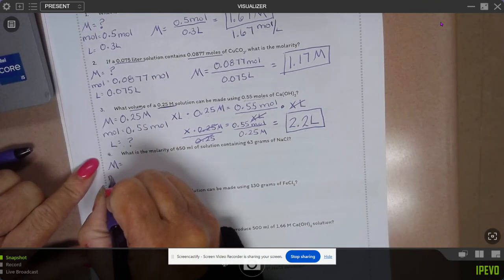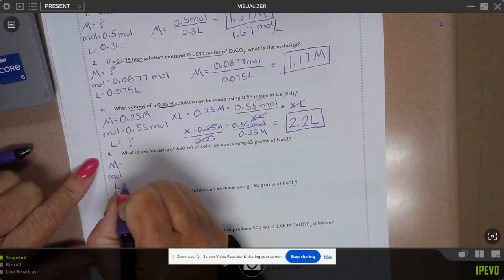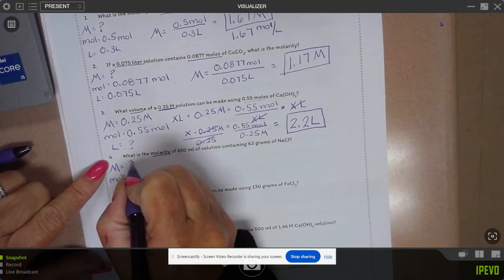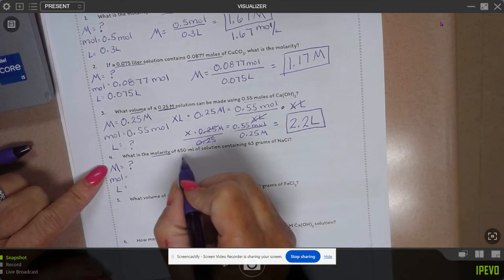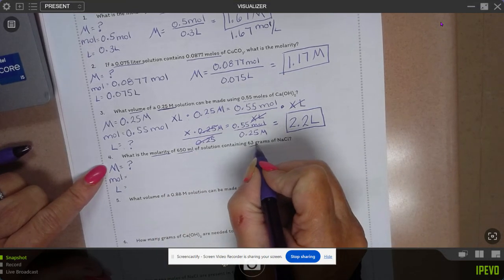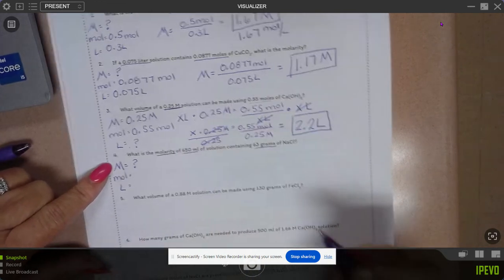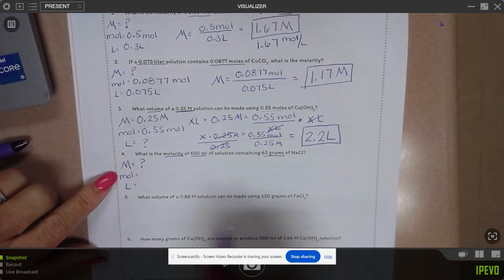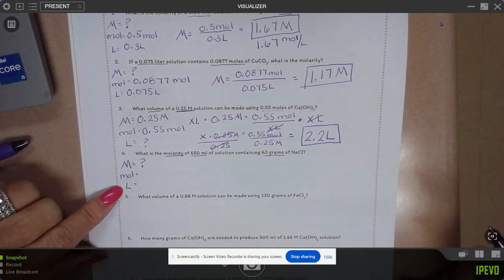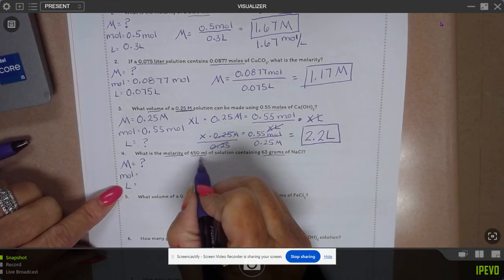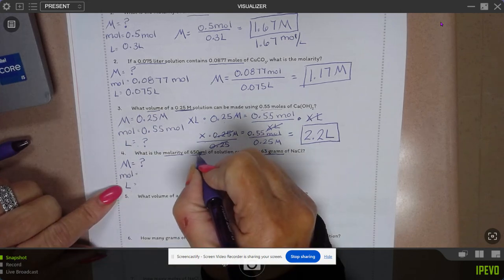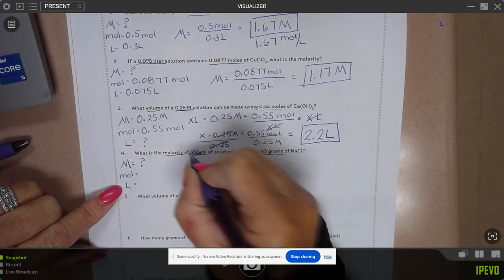Molar, moles, liters. Okay, what is the molarity? So it's asking us to find big M molarity of 650 milliliters of solution containing 63 grams of sodium chloride. Now this one is a problem because we don't have moles, we don't have liters. So we have to do something with what we have, okay? Remember that if we have milliliters in our problem, we can move the decimal 3 places. So 1, 2, 3 to have liters.